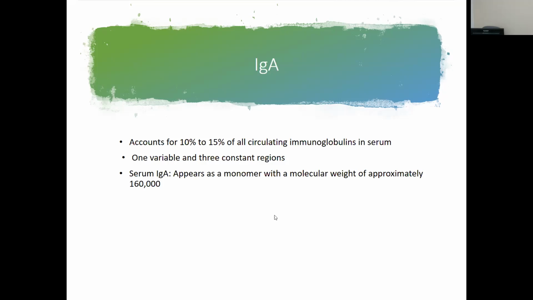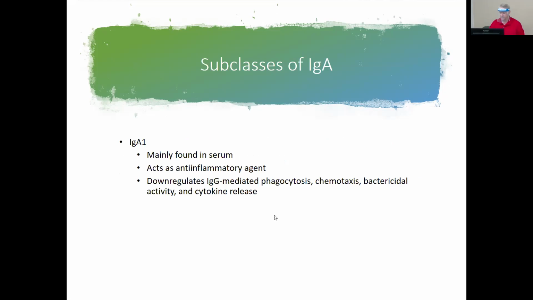So how do we tell if you're a secretor or not? Basically, look for the IgA in your secretions. That's easy, right? We put an antibody to IgA and see if it agglutinates and see if you have it. But you have to be a secretor, not all of us are. So serum IgA appears as a monomer with a molecular weight of 160 kilodaltons, okay? But the IgA that we really pay attention to is the dimer of IgA, and that's the one that's in secretions.